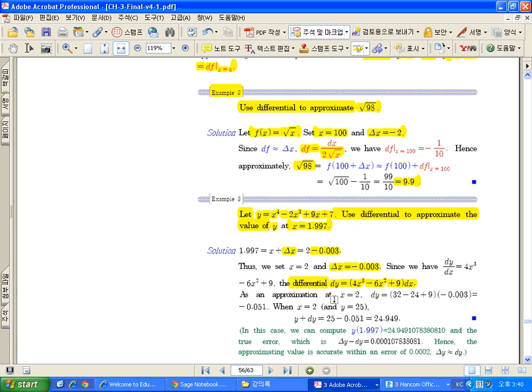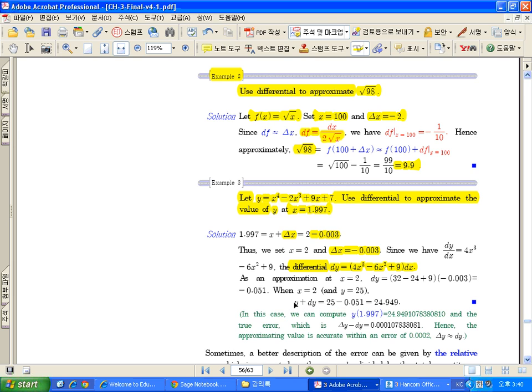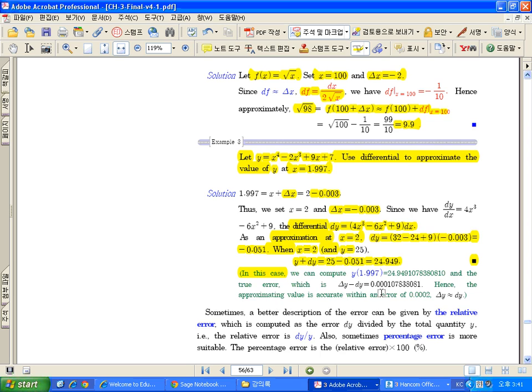Okay, then our approximation y plus delta y at the point x is equal to 1.997 can be written as y, which is 25, and the dy value at x is equal to 2, which is minus 0.051, which fills out this position for dy. So we can find the y plus dy as 24.949 with the differential. The same equations were used to find the approximation of it.